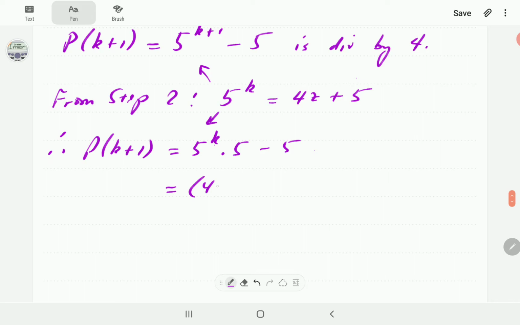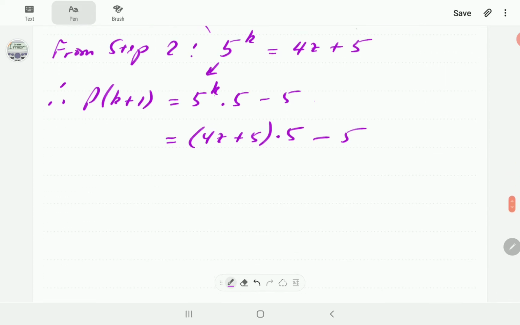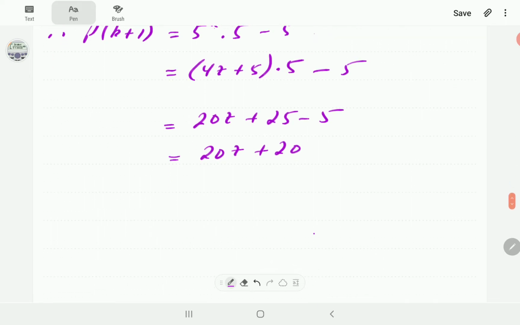So we're going to have 4z plus 5 times 5 minus 5. So this is going to be 20z plus 25 minus 5. This is going to be 20z plus 20. This is 4 into 5z plus 5.